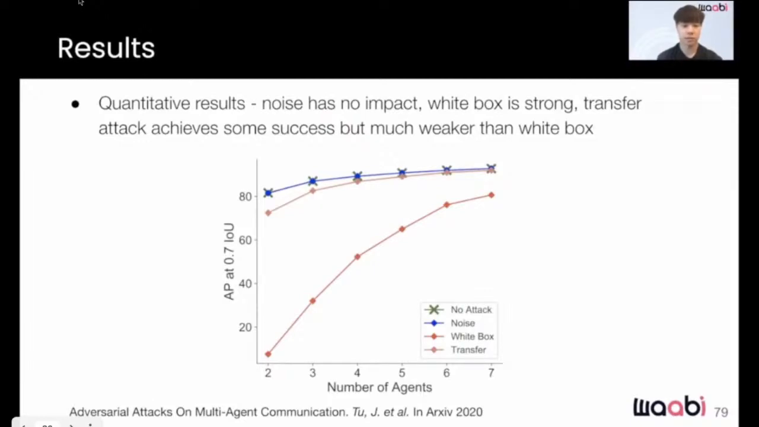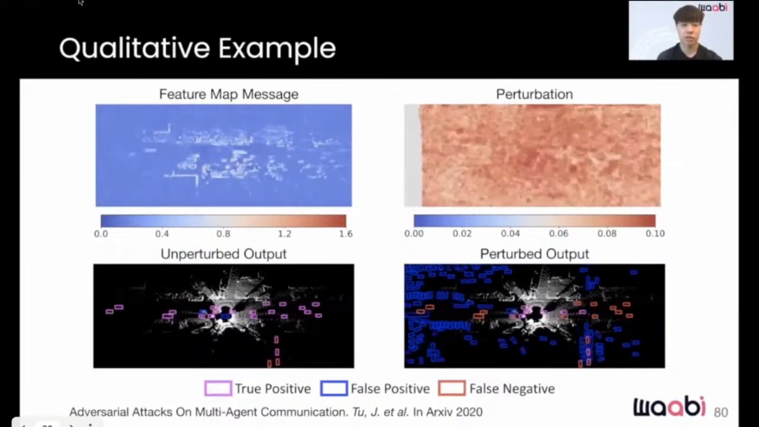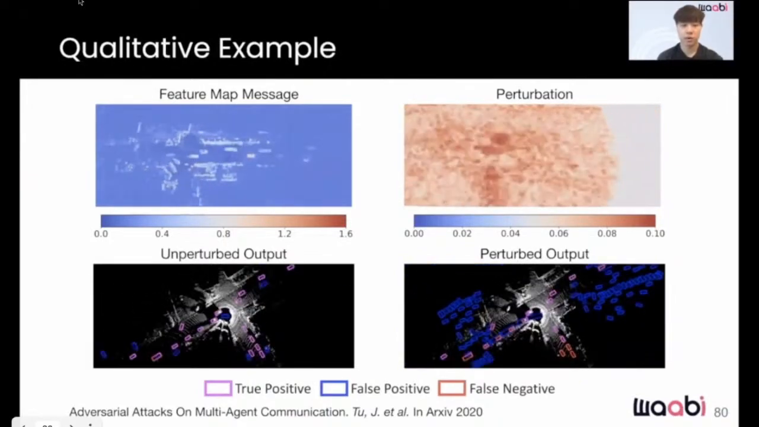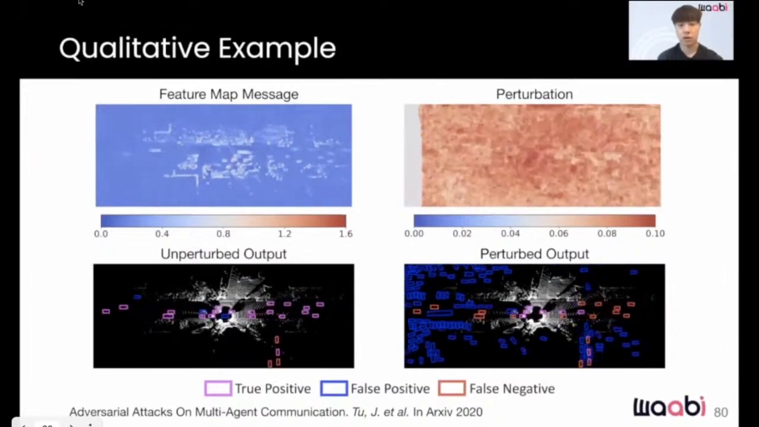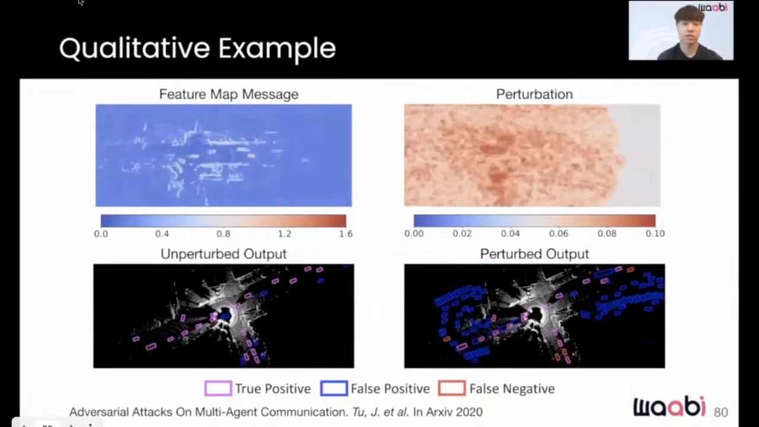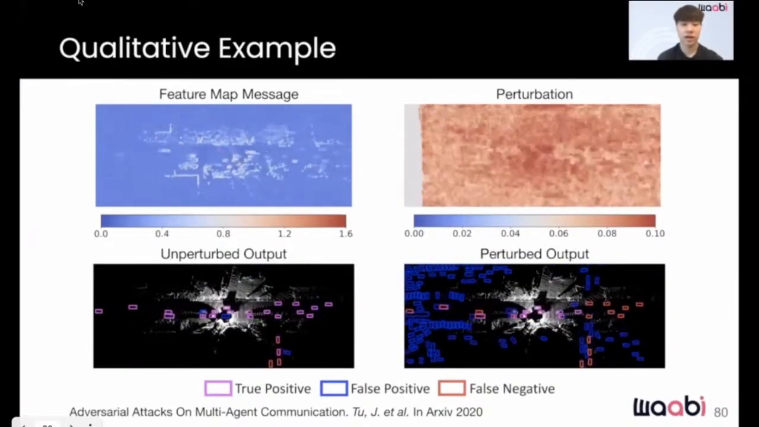Here is a qualitative example. We show the benign feature map on the top left and the perturbation on the top right. The perturbation is very small, as can be seen from the color scale. On the bottom left, the unperturbed message produces mostly correct detections. After adding the perturbation, we can see all the false positives and false negatives on the bottom right.